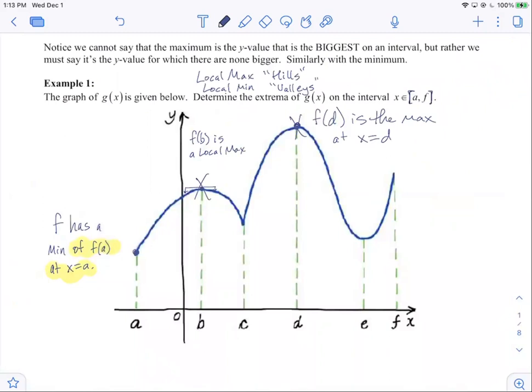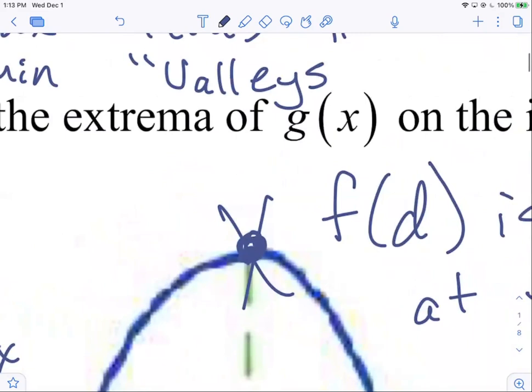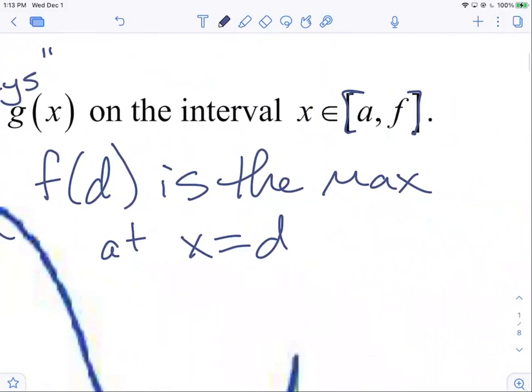Do we have another local max? Well, is f of d, which is the absolute max, also a local max? Yeah, Mount Everest is not only the highest mountain in the world, it's also the highest mountain in Tibet, Nepal, right? So f of d is the max, and it's also a local max.